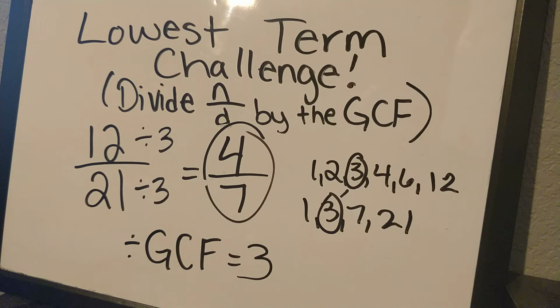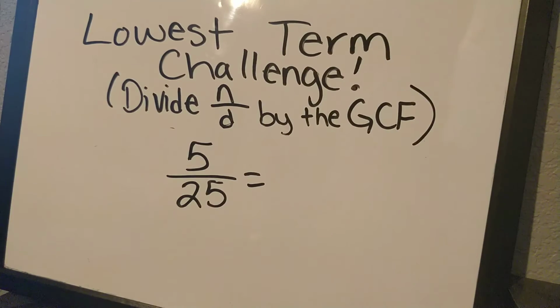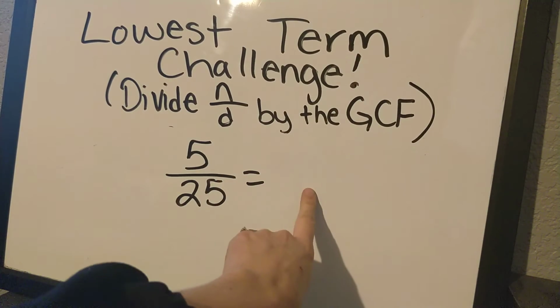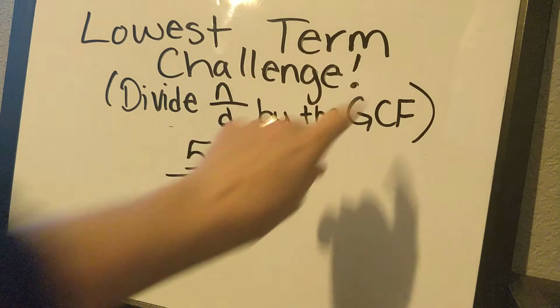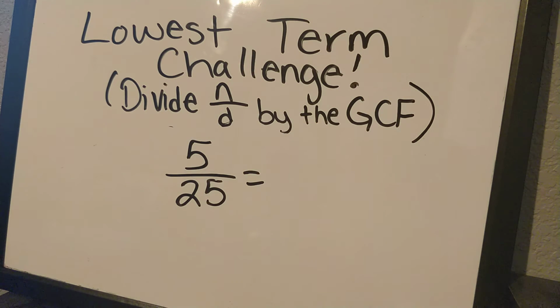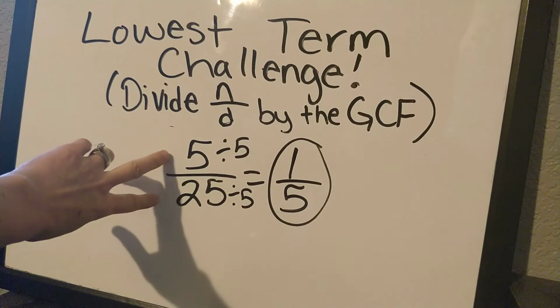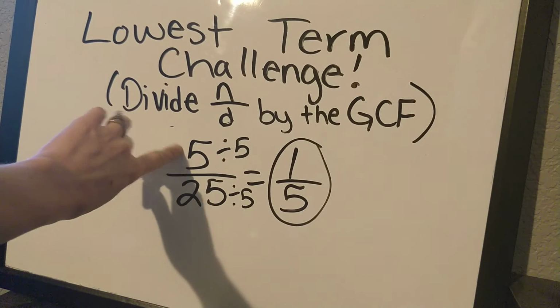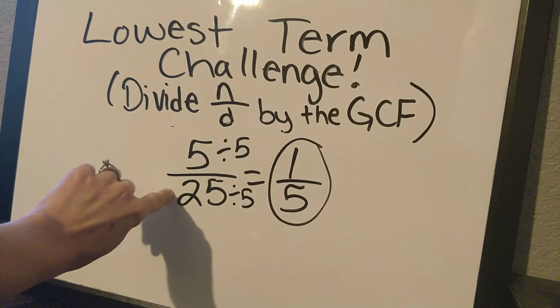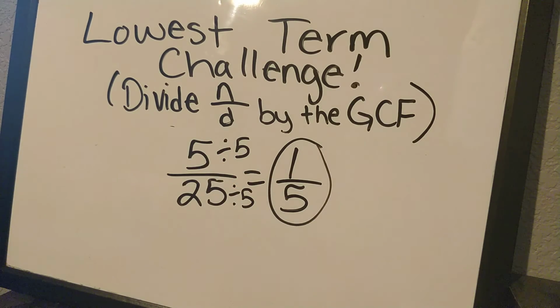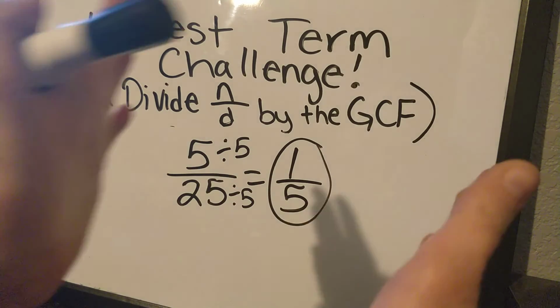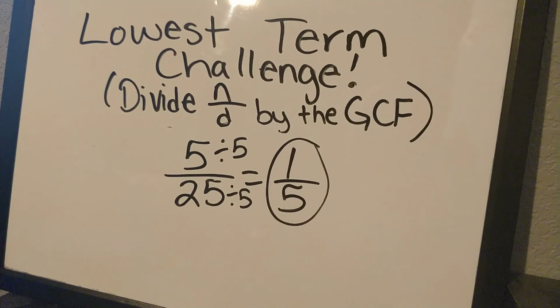Now I challenge you to do one more on your own. 5/25 is equal to what, as low as it can go? Lowest term challenge. Go. The GCF was 5 because remember the tip, 5 can go into 25, so that is the GCF. It was 1/5. If you got 1/5, give yourself a high five. Good job. See you next time.